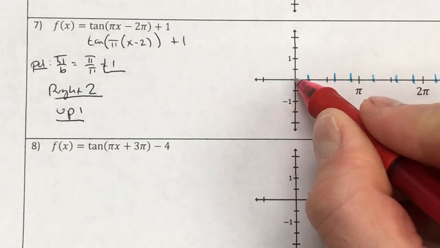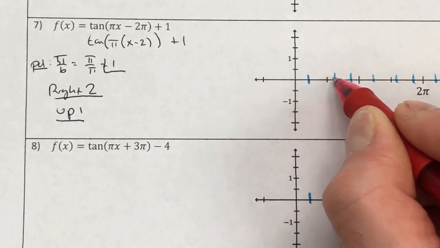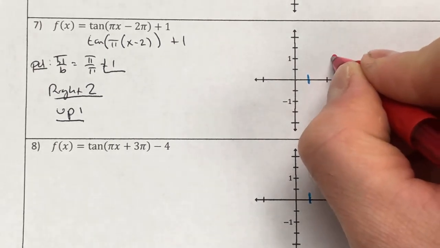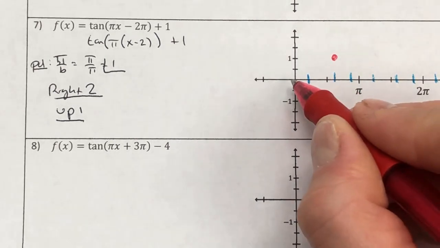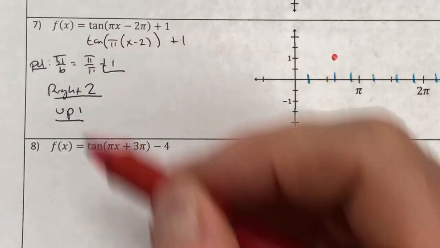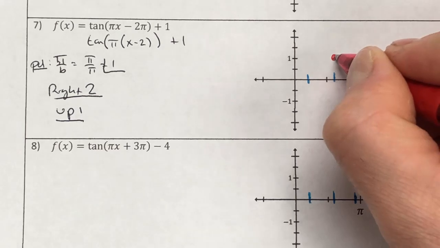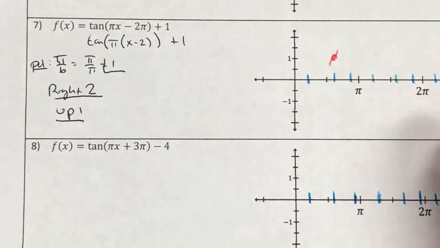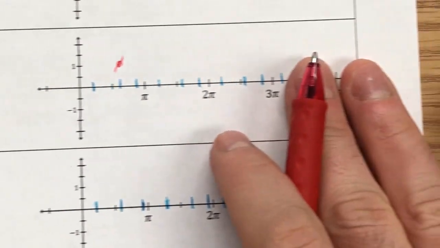So what was starting out right here is now over 2 units and up 1 unit. So my origin is now moved over and up. Now, because the graph hasn't changed in that aspect, I still know that I'm going up and down through that, but we're going to take a peek at where the asymptotes fall.